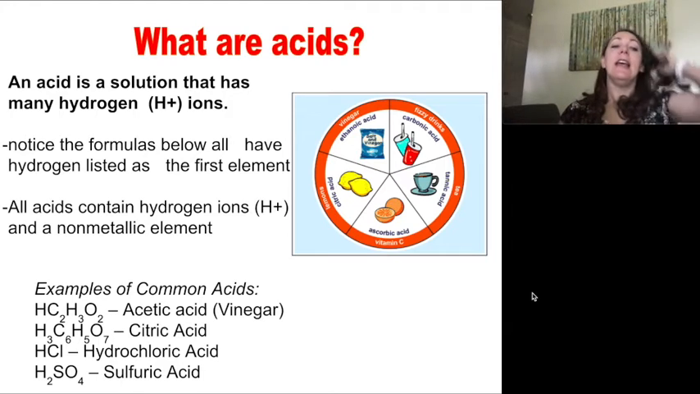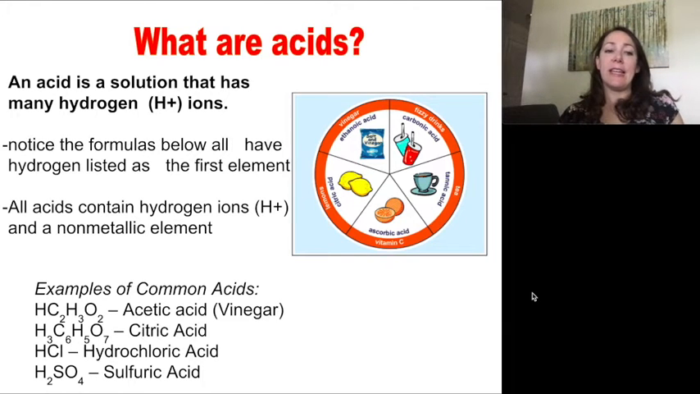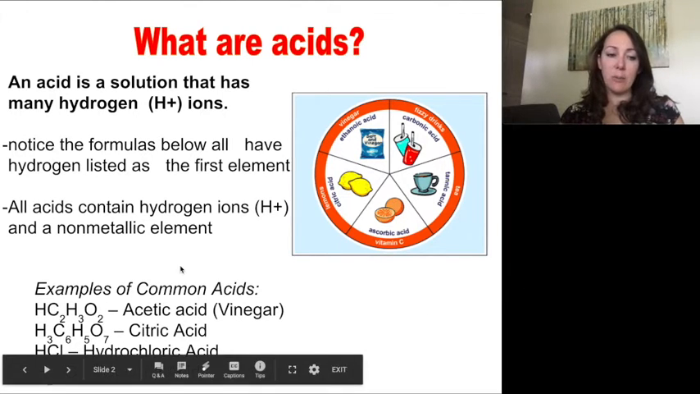What are acids? An acid is a solution that has many hydrogen ions, so H plus ions. That means it has a lot of positively charged hydrogen ions in it. Notice the formulas below all have hydrogens listed as the first element. So if we look down here at the bottom, we have acetic acid, which is vinegar, citric acid, hydrochloric acid. They all start with hydrogen.